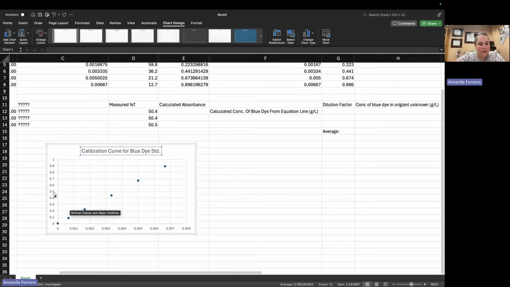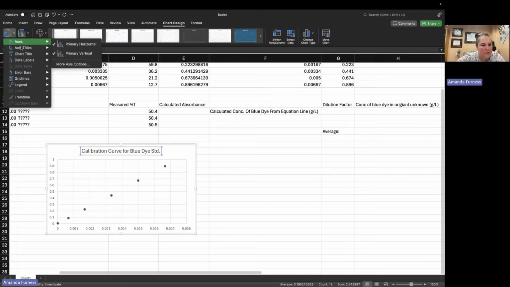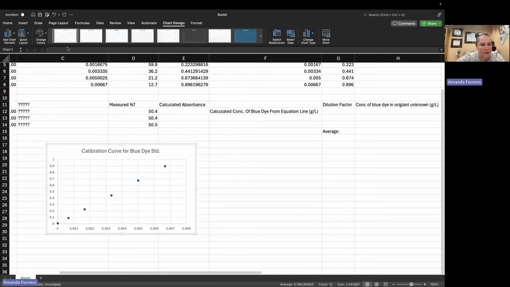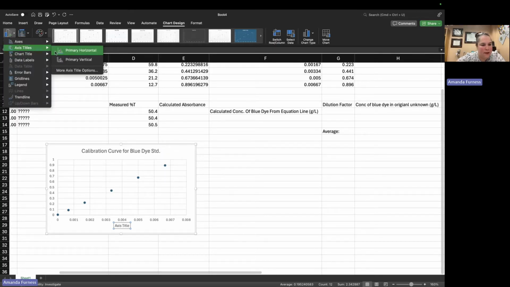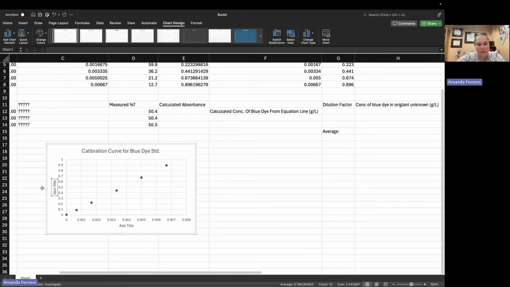We also want to make sure that our calibration curve has the axes labeled. The easiest way to go about doing this is to go here. So when the chart is selected, this option will come up, Add Chart Element. If you drop down, you can then say Axis Titles, primary horizontal, and then Add Chart Element, primary vertical. Now we have our axes titles. So our y-axis is absorbance.